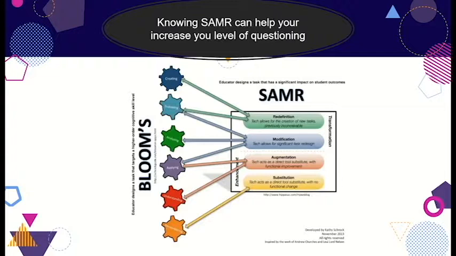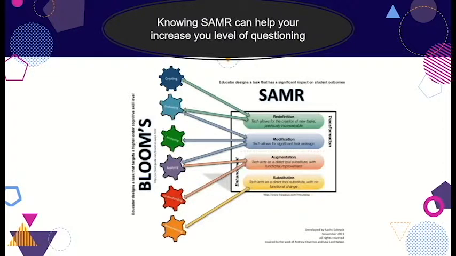Substitution is simply the technology acting as a direct tool substitution with no functional change to it. Augmentation is where the technology acts as a direct tool substitute with some kind of functional improvement. Modification makes the technology allow for significant task redesign, meaning we're going above and beyond what we could do without the technology. And redefinition allows for the creation of new tasks previously inconceivable.